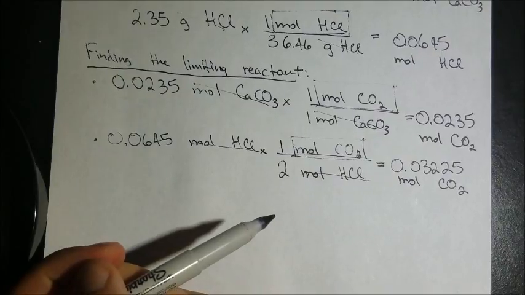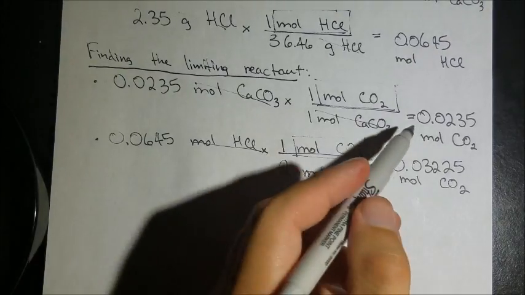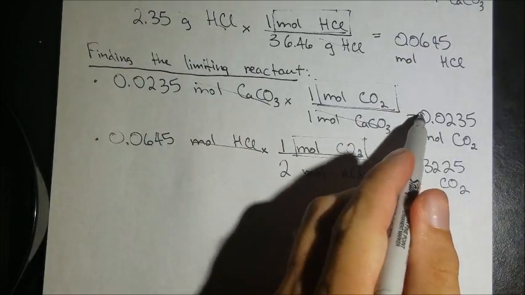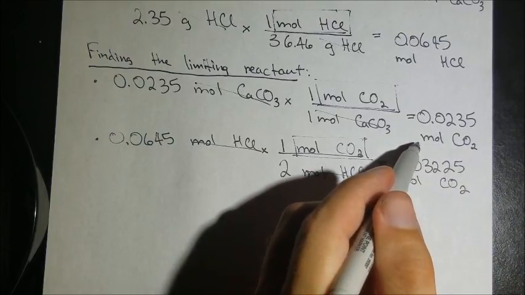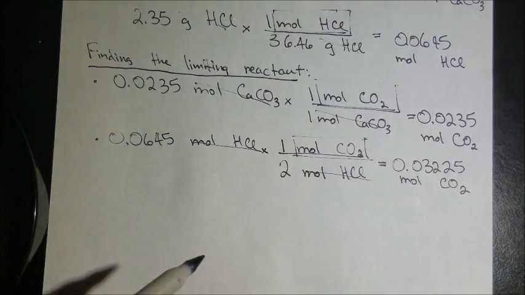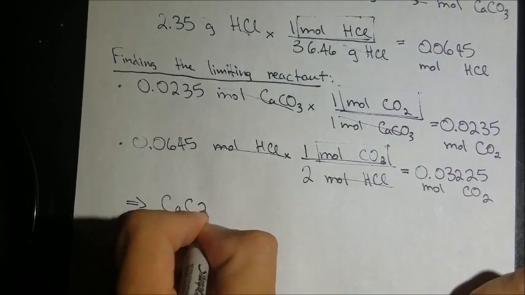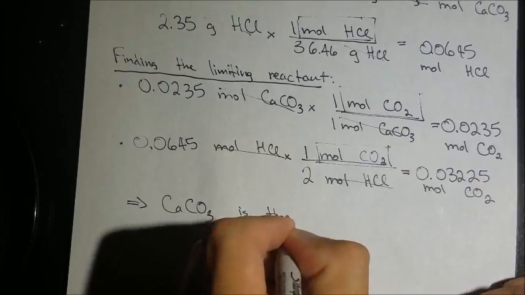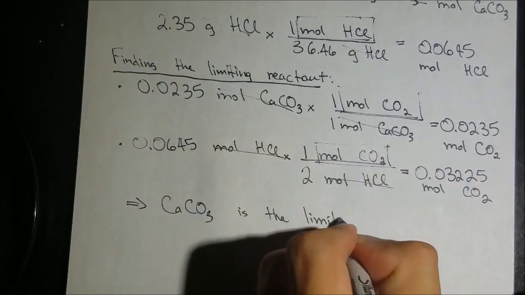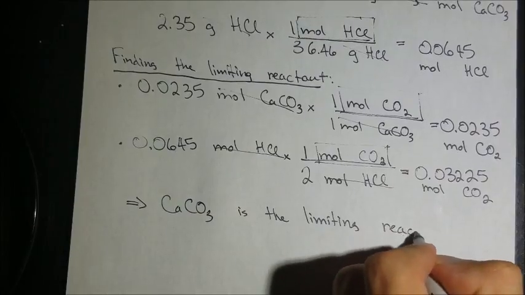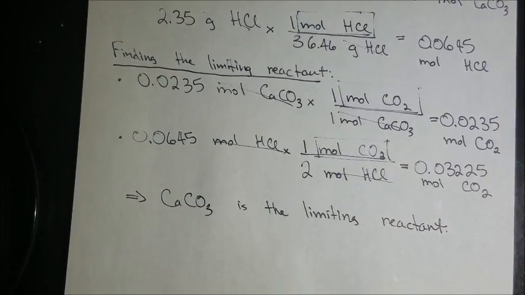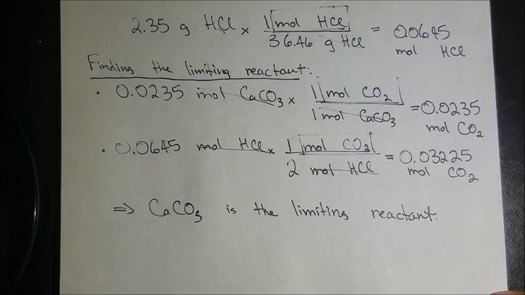Which one is our limiting reactant? It's going to be the calcium carbonate, right? Because we have made less CO2 with the calcium carbonate than we did with the HCl. So what we find here is that the calcium carbonate is the limiting reactant. So just like before, now we've done most of the work at this point because we've determined the number of moles of CO2 that we produce with our limiting reactant.